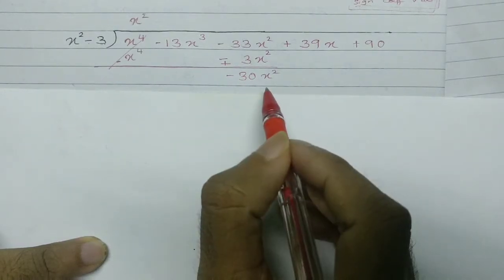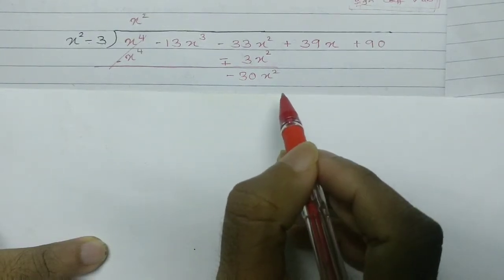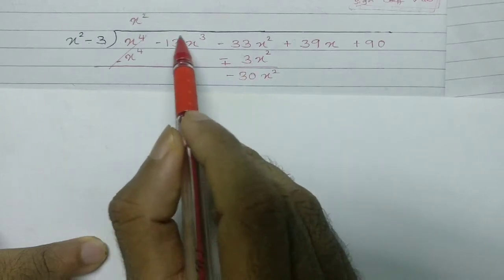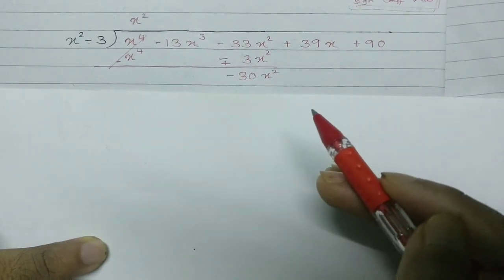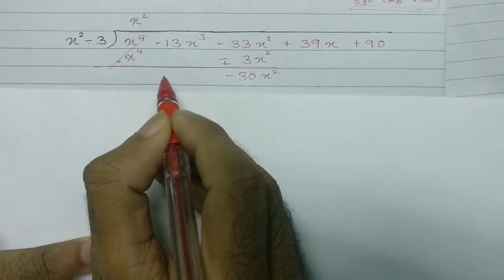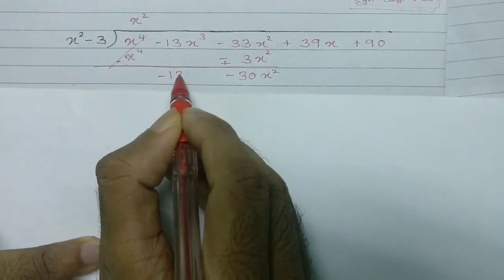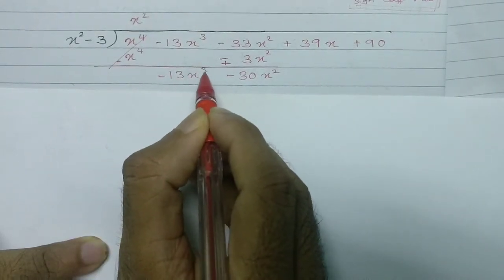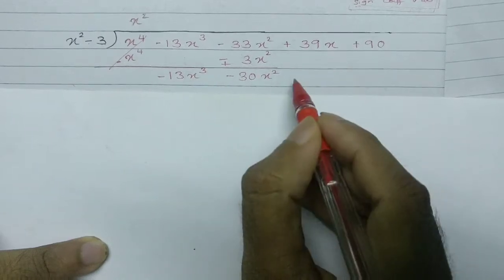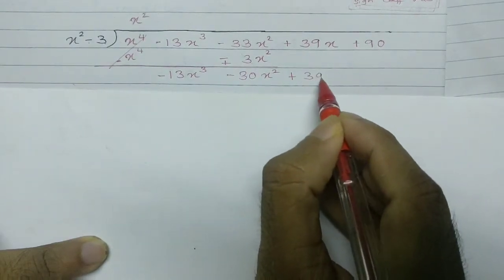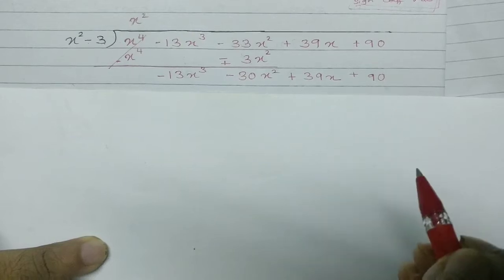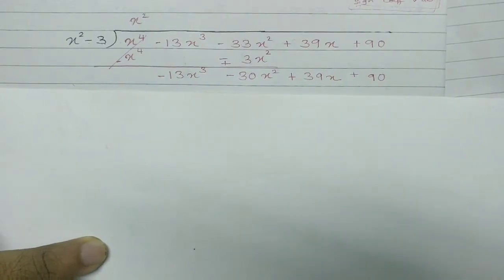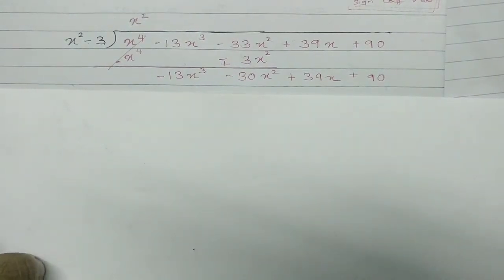Okay, this is what I have got after calculation. Next step is to write whatever is remaining on top, bring all those terms down. So this would become minus 13x cube plus 39x plus 90.